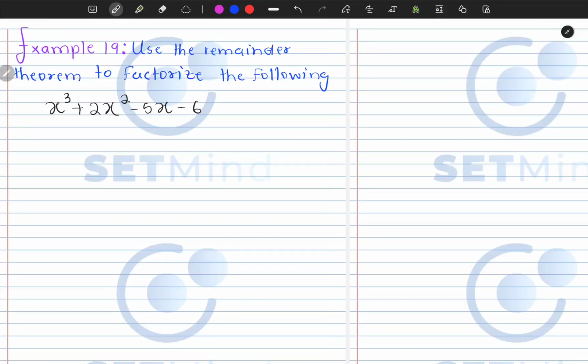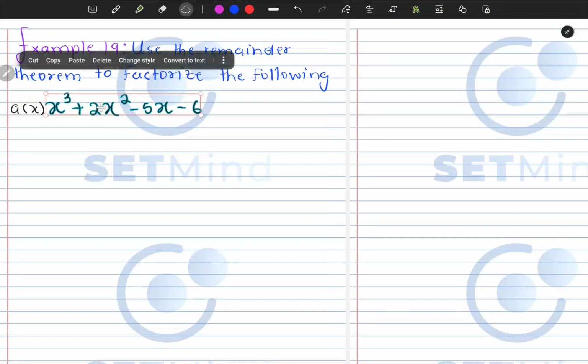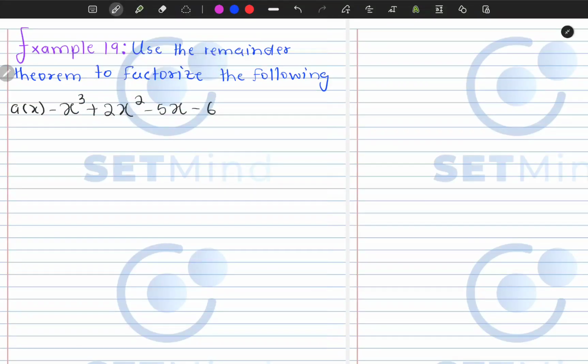So let's have a look at example 19, which is x cubed plus 2x squared minus 5x plus 6. And this will be our a of x. So we need to try and factorize it. And remember, we're using the remainder theorem. So I'm going to try a couple of x values and see if these are going to work. So I'm going to go and try x of 1 as an example.